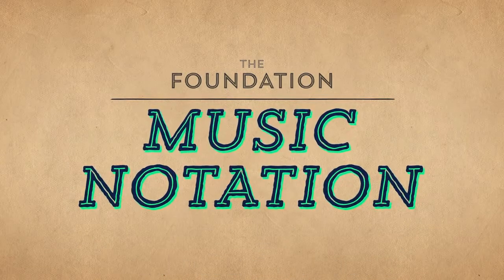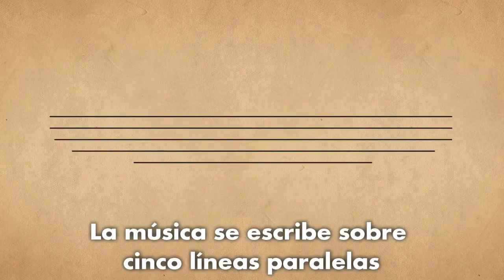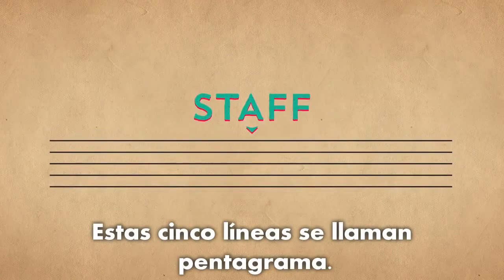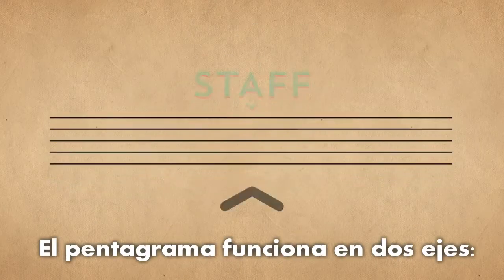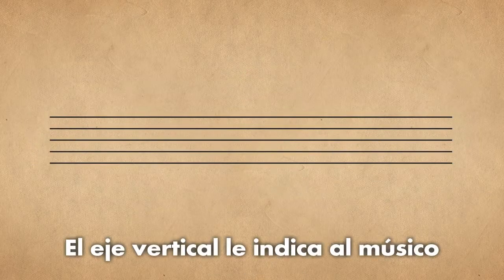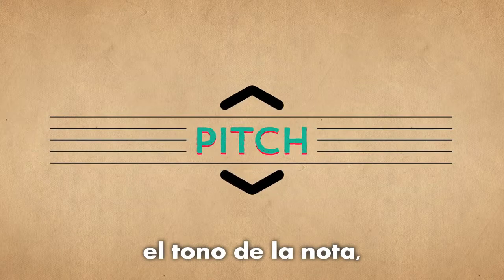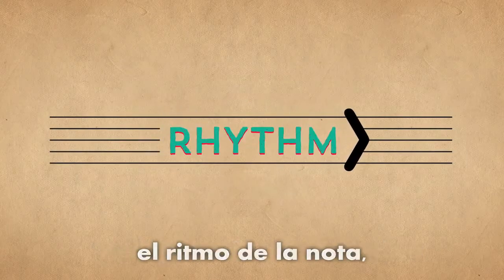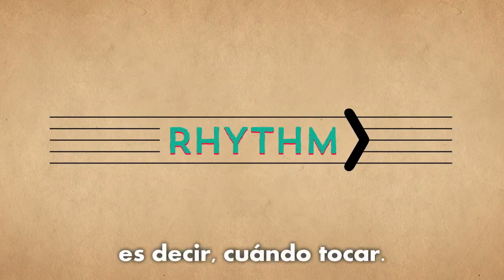art. Music is written on 5 parallel lines that go across the page. These 5 lines are called a staff, and a staff operates on 2 axes, up and down and left to right. The up and down axis tells the performer the pitch of the note, or what note to play, and the left to right axis tells the performer the rhythm of the note, or when to play it.